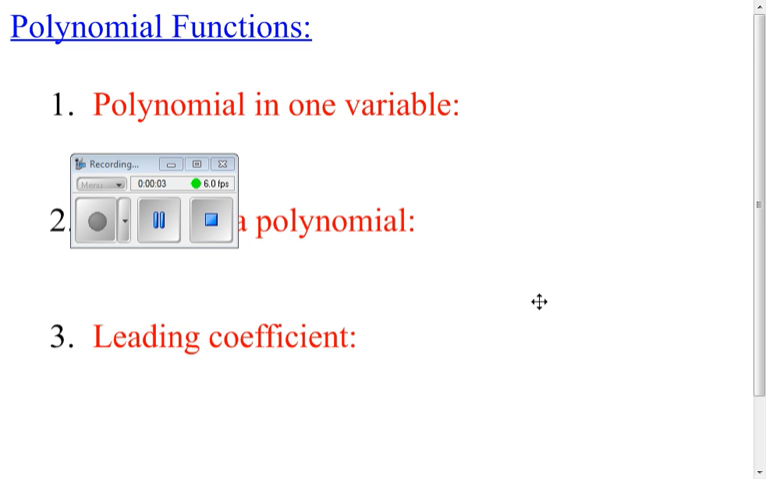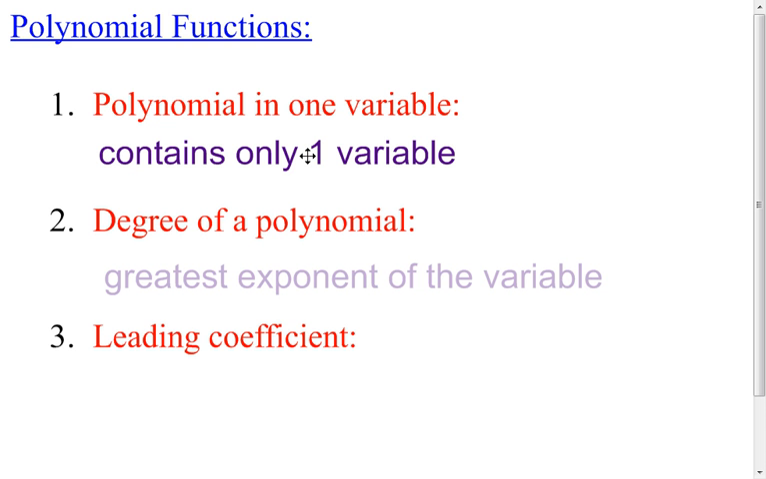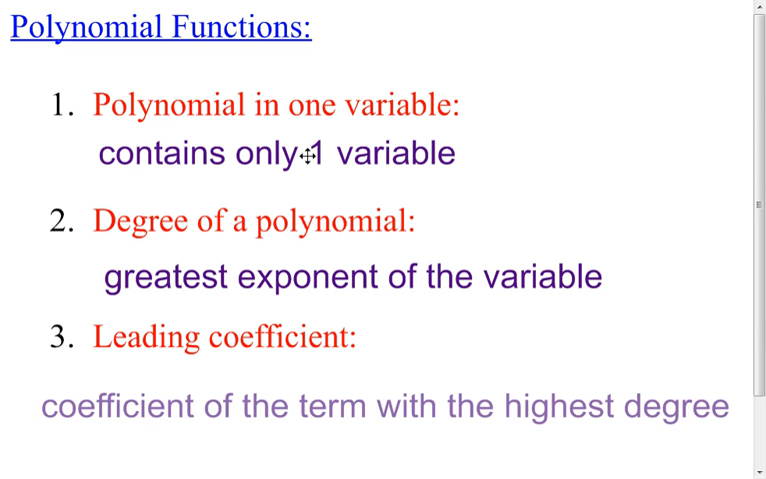Today's lesson we are going to be looking at different polynomial functions. We are going to specifically look at polynomials in one variable. Of course, you know that variable means letter. So if it's in one variable, that means it contains only one different letter in the whole entire expression or equation. The degree of the polynomial is the greatest exponent of whatever given variable you're looking at, so the highest exponent. And then the leading coefficient is the number that's in front of the term with the highest degree.